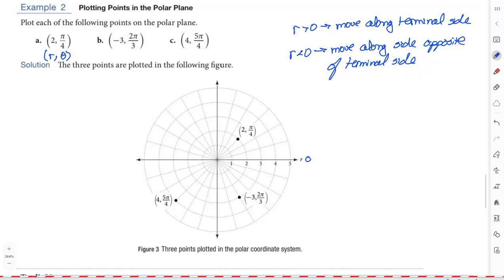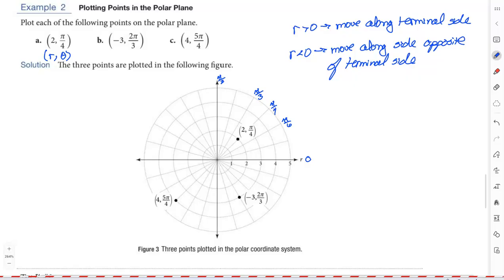like 15 degrees. So this would be pi over 6, which is 30 degrees. This would be pi over 3, which is 60 degrees. And then this would be pi over 2, corresponding to that positive y-axis, which is 90 degrees. So this is 15 degrees, 30 degrees, 45, which is pi over 4, 60, 75, and so on.